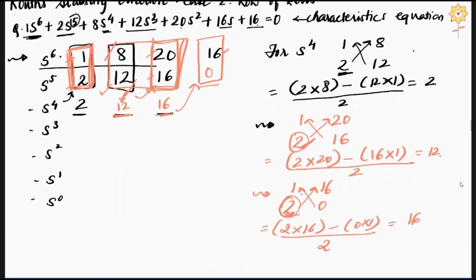Now we will move ahead to s raised to 3. There is no need to calculate the value for this position because we will be using the first two numbers, that is 1 and 2. But for this location we will have to use values that would have been here, but there are no values here.